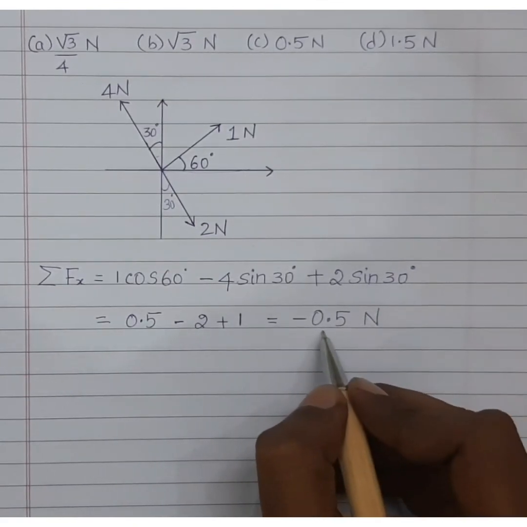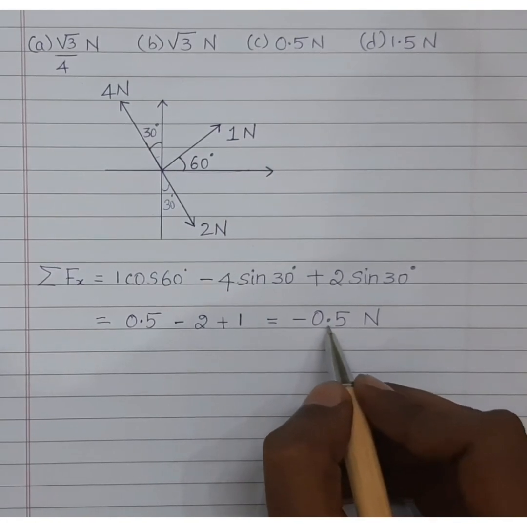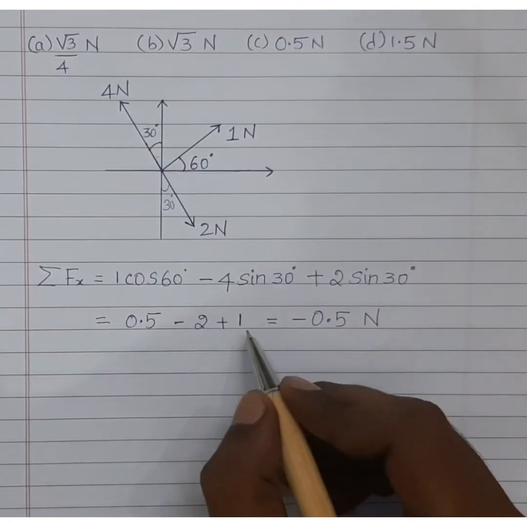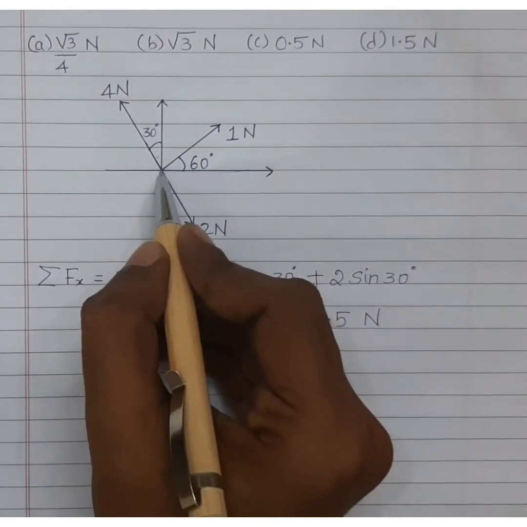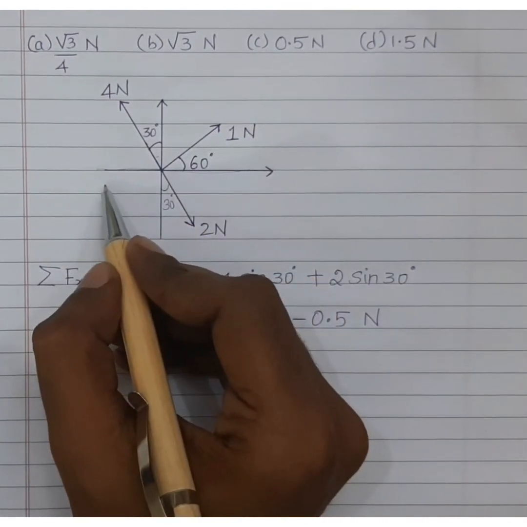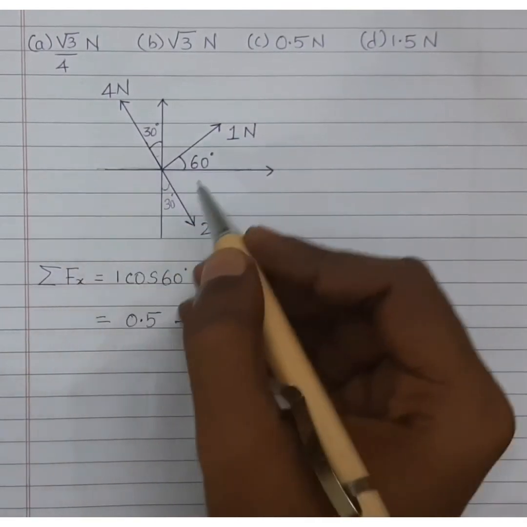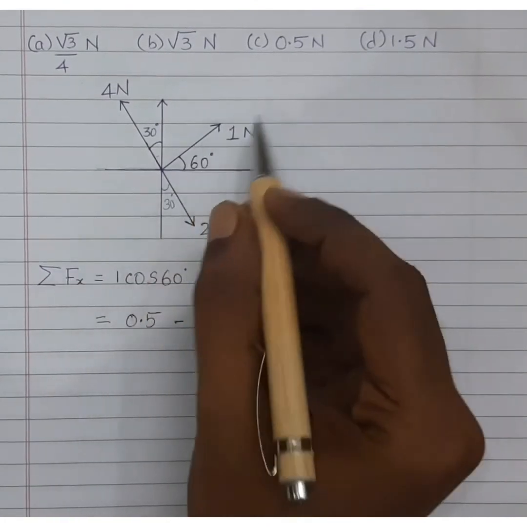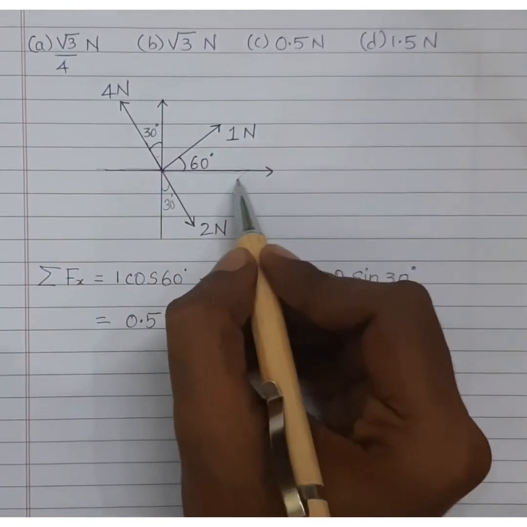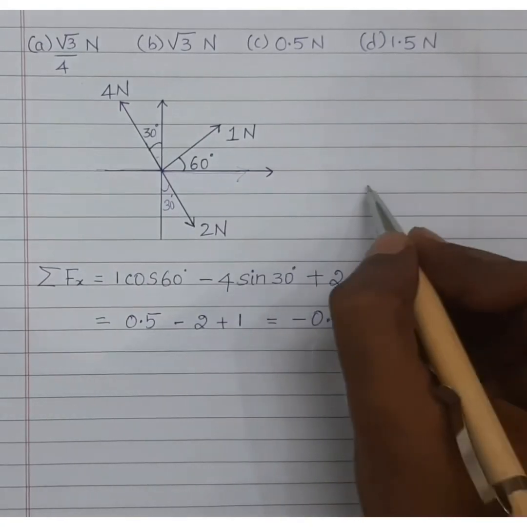So minus 0.5 Newton means that the force is acting towards the left side. Minus indicates that it is acting towards the left side. Now in order to make this force 0, I should add an additional force of 0.5 Newton towards the right. Then only both the forces will be compensated.